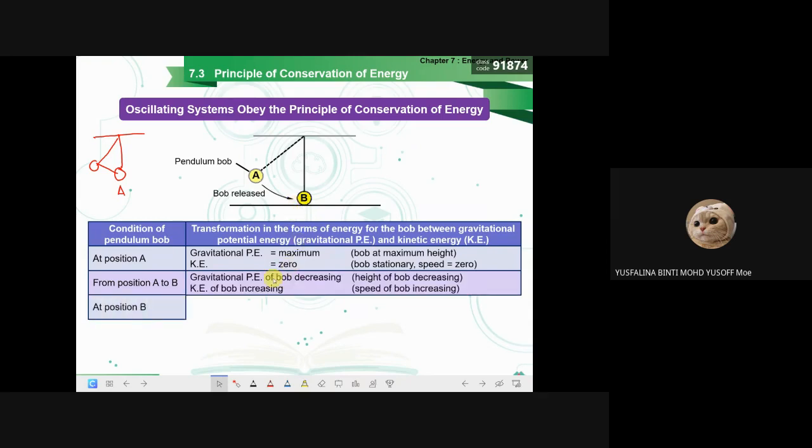All right, you can see it said here, the GPE of the bob is decreasing, because slowly all the gravitational potential energy will change to kinetic energy. So the GPE will decrease while the kinetic energy will increase. So from point A to B, the GPE will start to decrease because there is a movement of the pendulum here. When you start to release, it starts to move, so all the GPE starts to change to KE. So the GPE decreases, the KE increases.